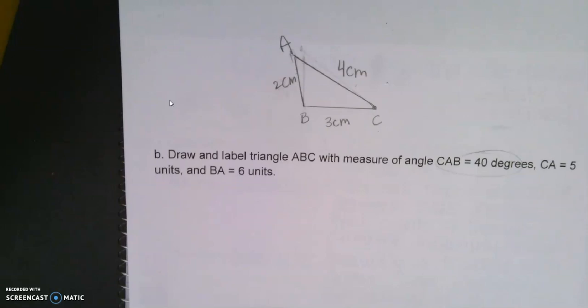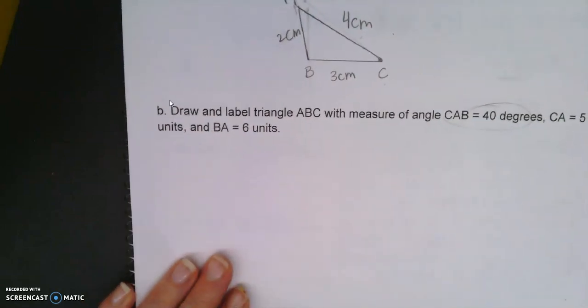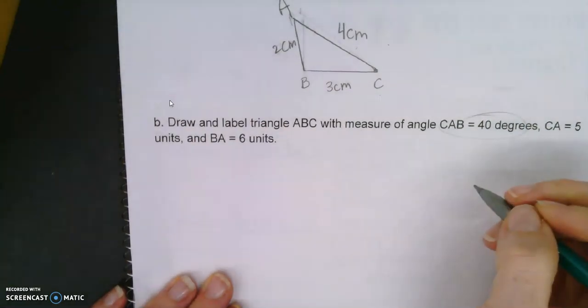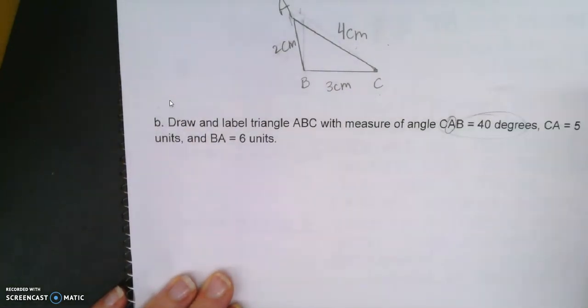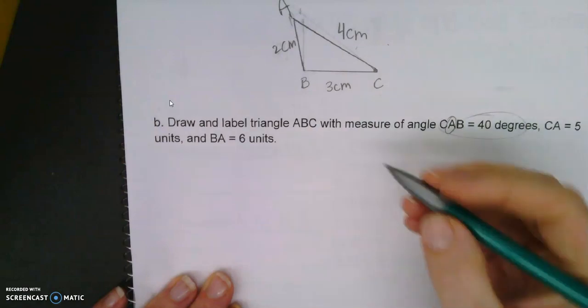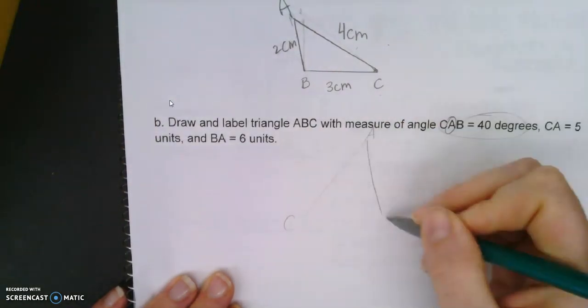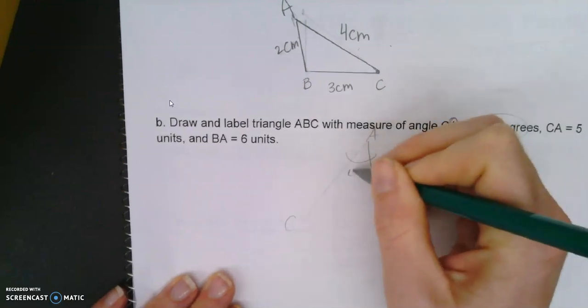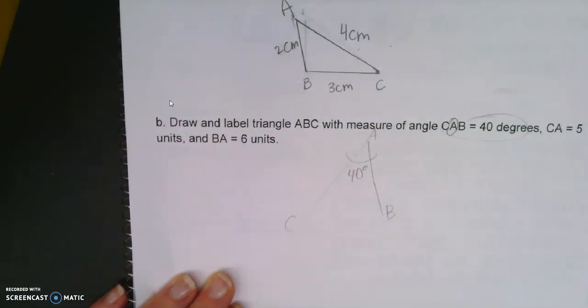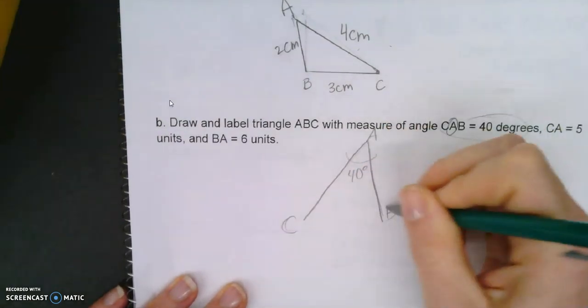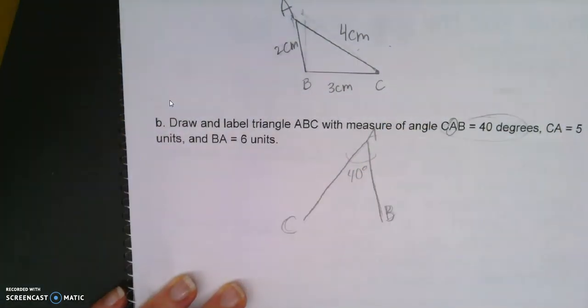Well, let's see if we know about an angle, if this is a little bit easier to do. So it says draw and label triangle ABC with measure of angle CAB to be 40 degrees. So remember, if it's CAB, A is the vertex of your angle. So we would have something like CAB, and this angle here has to be 40 degrees. Well, how do we make sure some angle is 40 degrees? Oh, well, let's use our protractor.